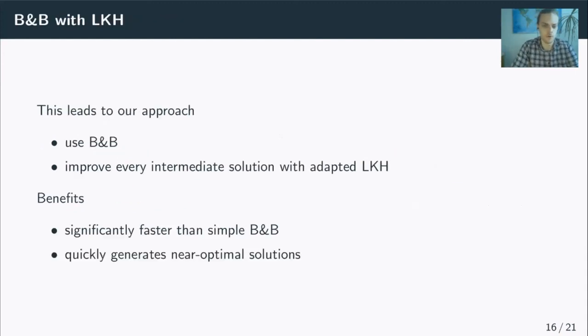This leads to our approach. So basically, simply use branch and bound and then improve every intermediate solution with our adapted LKH. The benefits are it's significantly faster than the simple branch and bound, and it quickly generates near optimal solutions, which we will now show in the experiments.